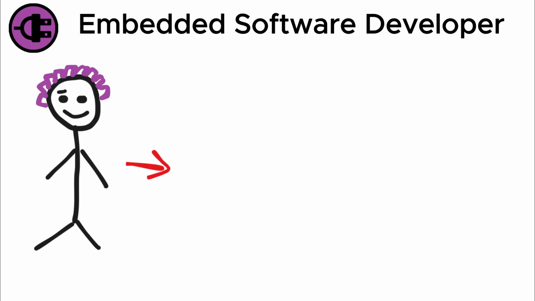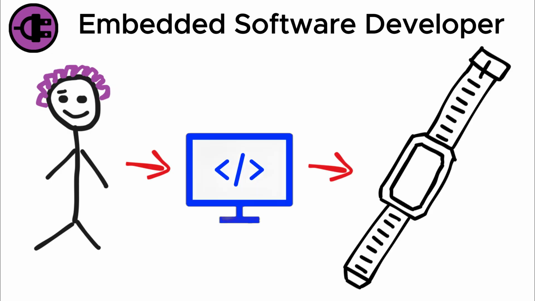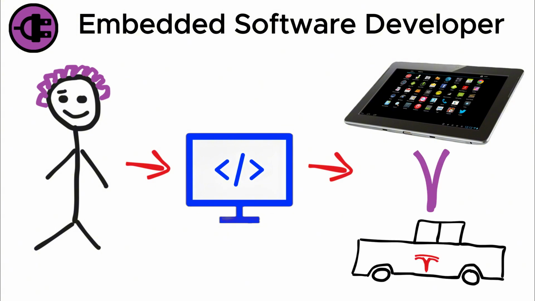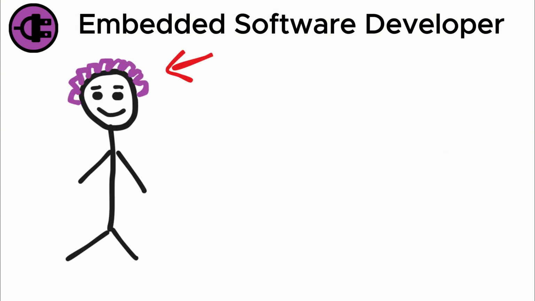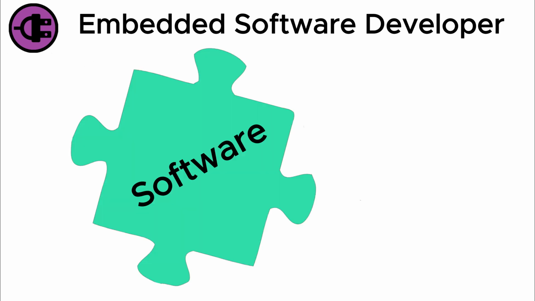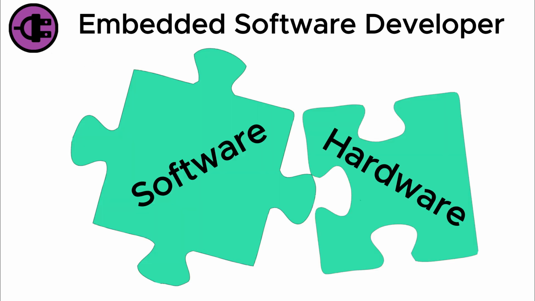For example, they might program a fitness tracker to measure your heart rate or control the electronics in an electric vehicle. Embedded developers often work closely with hardware engineers to ensure the software and hardware work seamlessly together.